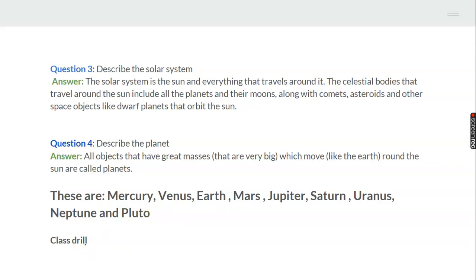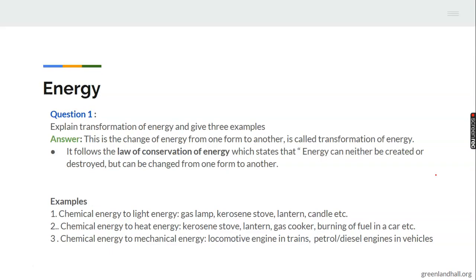For your class drill, I asked you to name five places as they appear on the globe. So you can name Lagos, you can name a city in America, or in Great Britain, any part of the world. You can just pick five locations and give them to me.